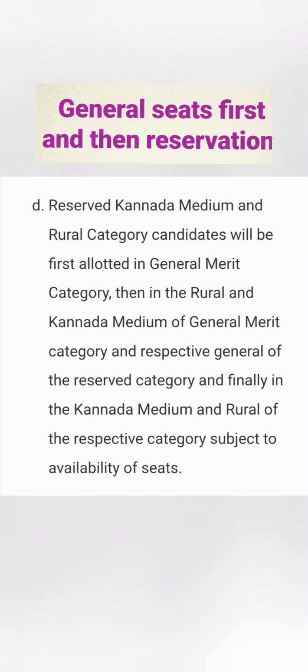Now we will see the details of point D, that is meant for reserved Kannada medium students or the rural category candidates. So in these two categories, again the first allotment they will check is based on their ranks in the general merit category. If they are getting a seat in the general merit category, they will be allotted in the general merit category. Most of the possibility it will not be available. Then they will be checked in their rural or the Kannada medium category, and then they will be allocated seats if that is available. So first preference will always be in the general merit category.